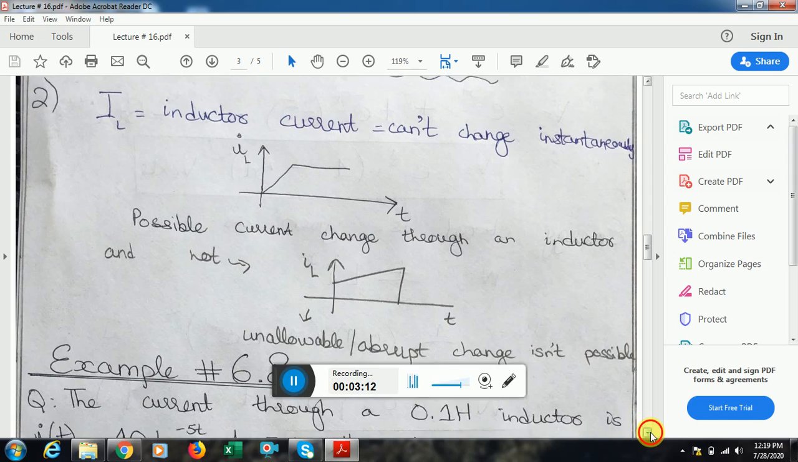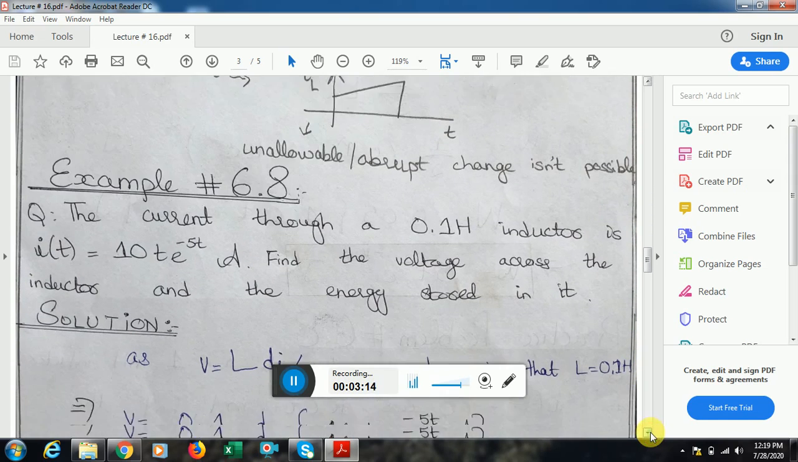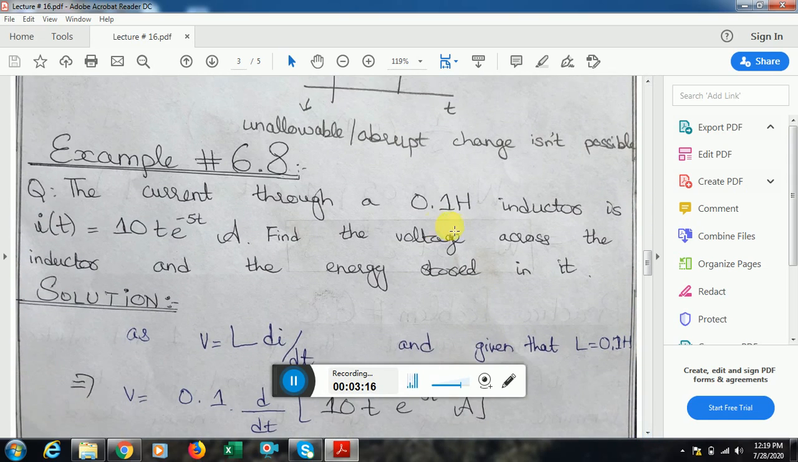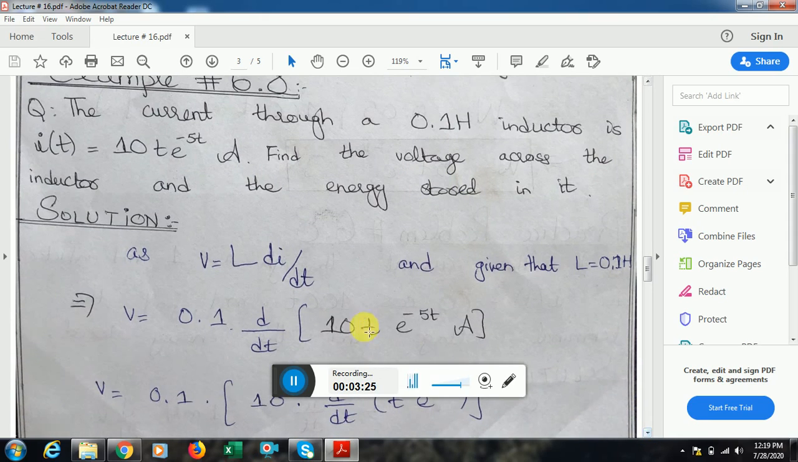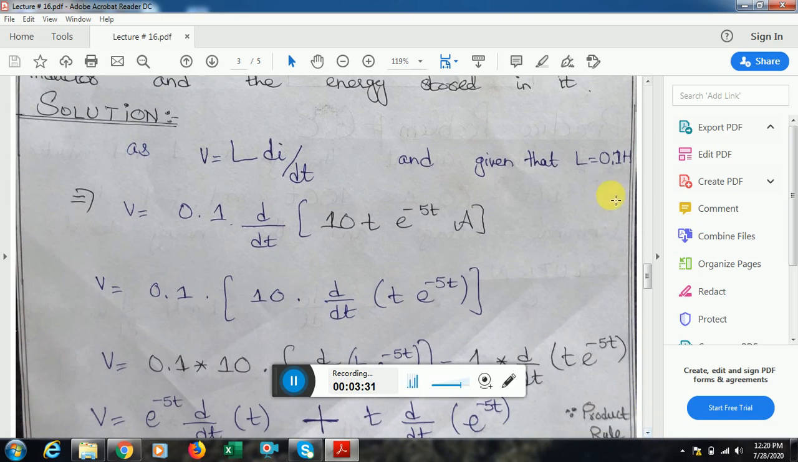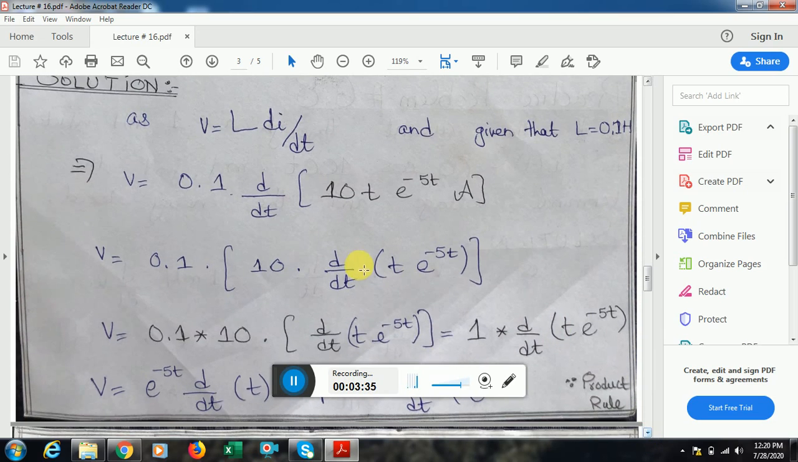Now we'll move on to example number 6.8. Here we have a 0.1 Henry inductor. The current value is given. We have to find the voltage across this inductor and the energy stored in it. As you know, v is equal to L di by dt. By inserting the value of i and the inductance, we get this equation. Now we take the constant out of the derivative, and we are left with this.